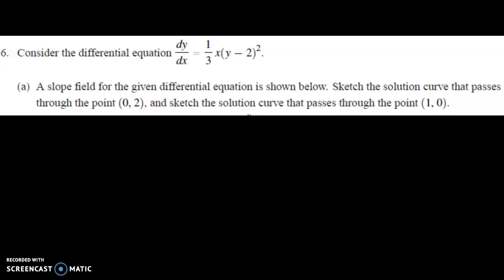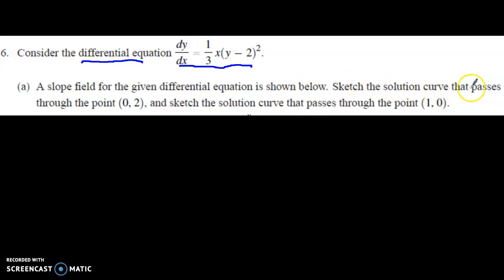Problem number 6 of the 2018 free response is a no calculator question. Right out of the gate you can see that we are given a differential equation in terms of x and y. A slope field, part A, for the given differential equation is shown below. In a minute I'll reveal the slope field.